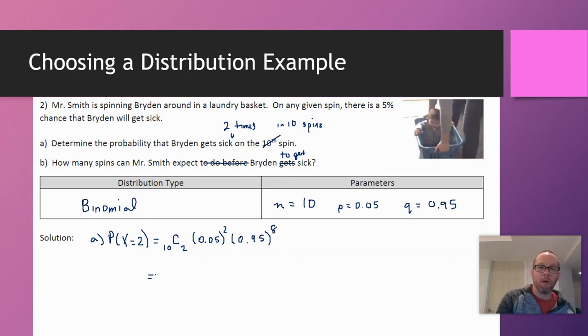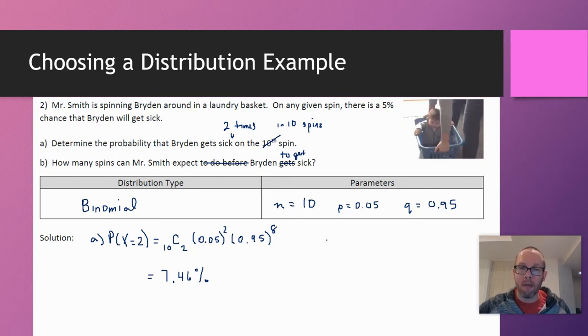This problem might be pretty small. We'll see though. 10 choose 2, that should be 45, I think. Yep. Times 0.05 squared times 0.95 to the power of 8. So as a percentage to 2 decimal places, I got 7.46%, the probability that he's going to get sick exactly twice.